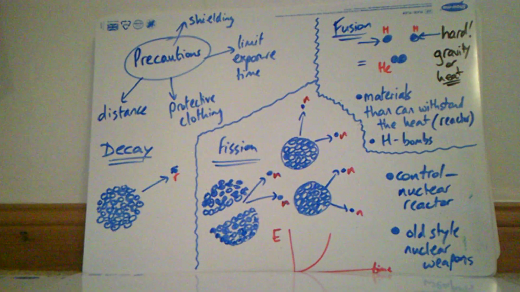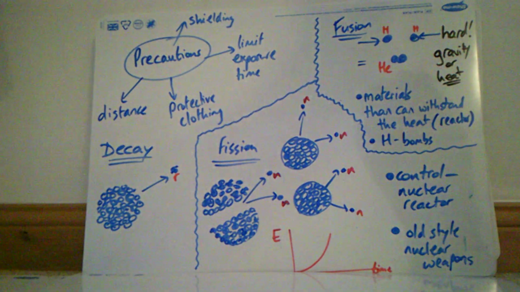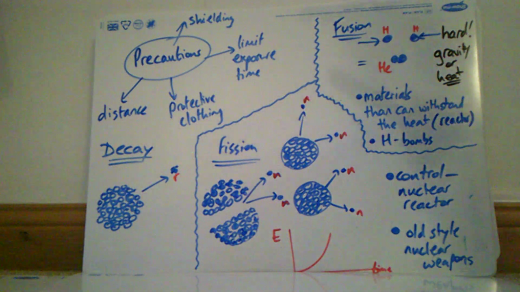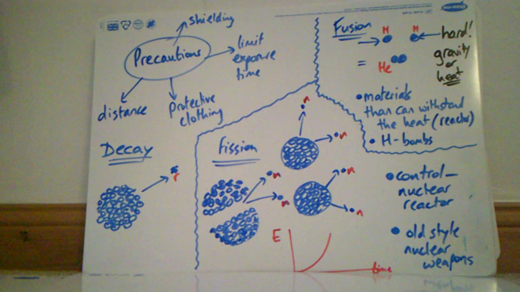The final nuclear process is called fusion, and this is when 2 smaller nuclei join together to make a bigger nucleus. Usually we're talking about 2 hydrogen nuclei being mashed together to make a helium nucleus. It's really hard to do because the hydrogen nuclei, or in fact any nucleus, is positive overall, and if you try and slam 2 positive things together, then they just bounce off because positive repels.